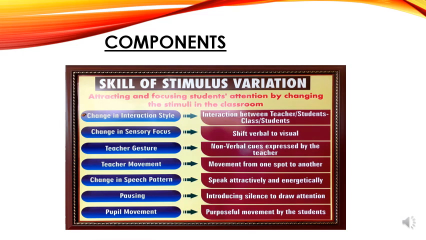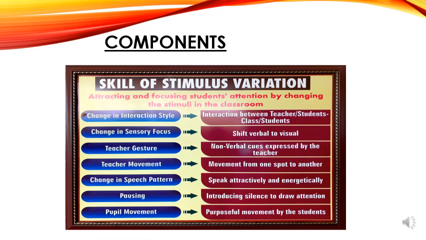And the last component is pupil movement. Pupil movement means the student should be moved from one place to another place. The students will be sitting for the whole class, right? From the beginning to the end, the student will be sitting in his place. How can students move from one place to another? If the teacher is making the students move, that movement should have some purpose in it. You should not make the students move unnecessarily.